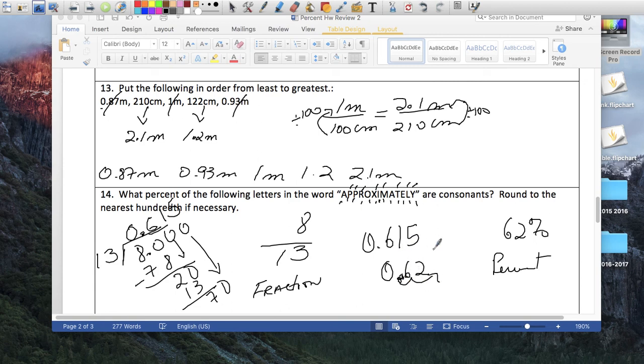Okay, so that's that. So to change a fraction to a percent, make sure that you divide. You can divide, find the decimal equivalent, and then move the decimal 2 over to the right, or multiply it by 100. Your choice. Is that the last question?